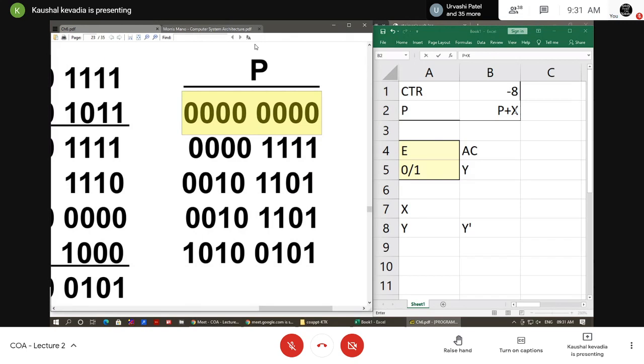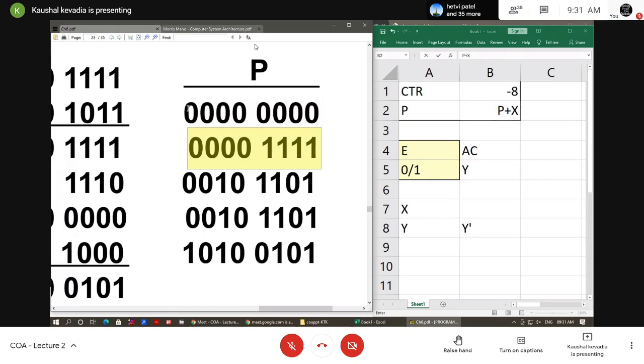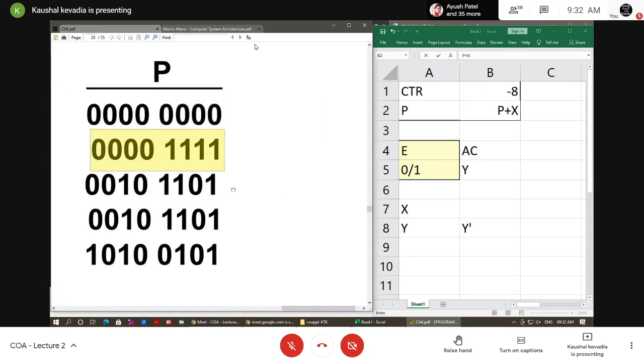When I do that multiplication, suppose I get 1 in the e register. Then after 1, what is stored in the partial product? p plus x. This is the x value. If I do the addition of these two numbers, this is the value I will get. Actually this is the answer of p plus x. Here all the zeros is the initial value of p, this is the next value of p, and this is the next value of p, like that.